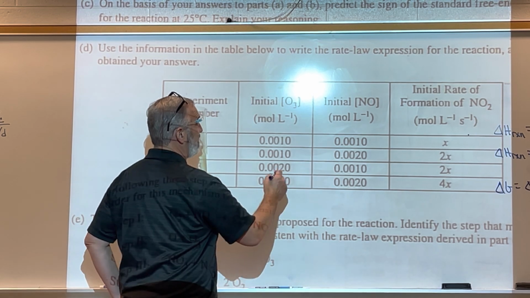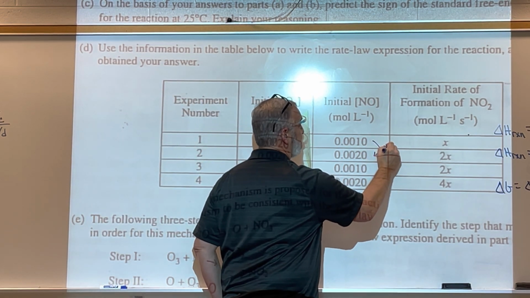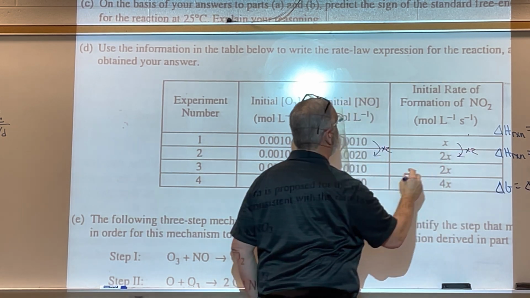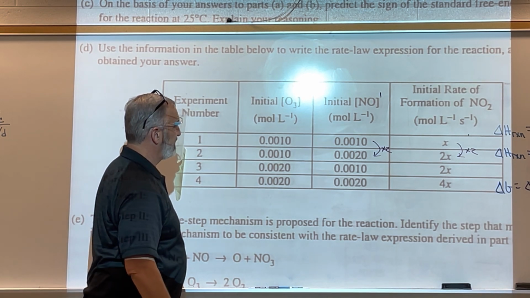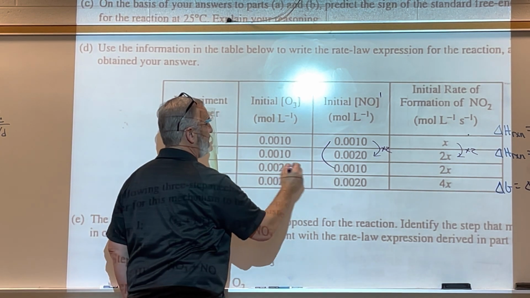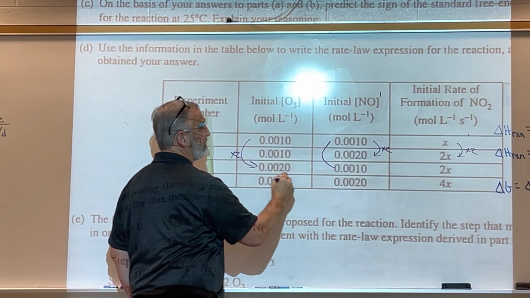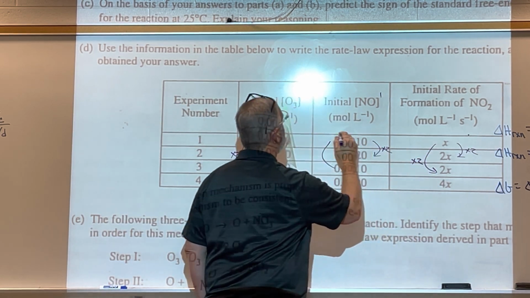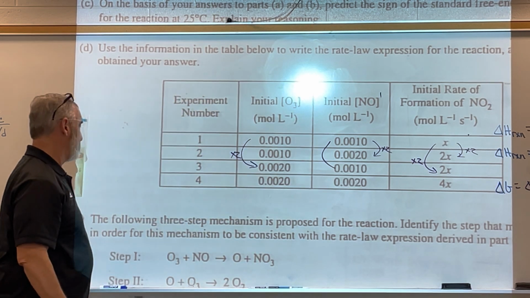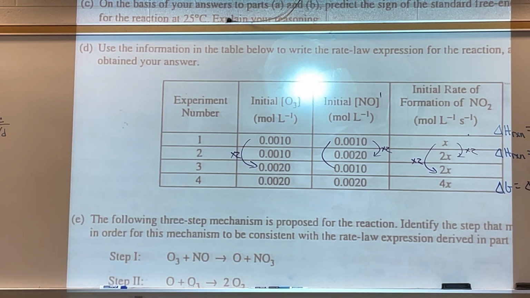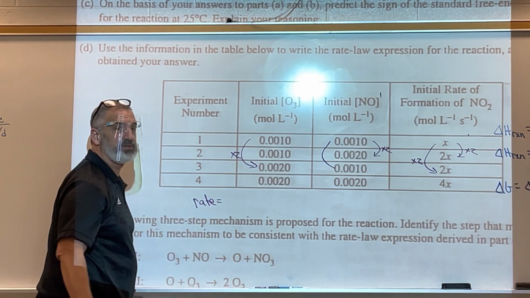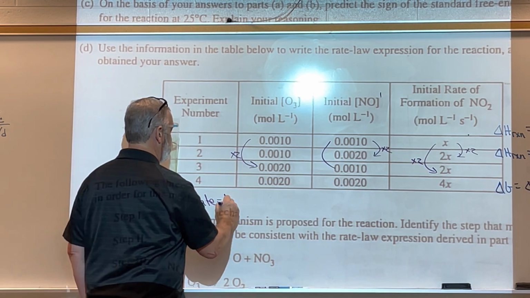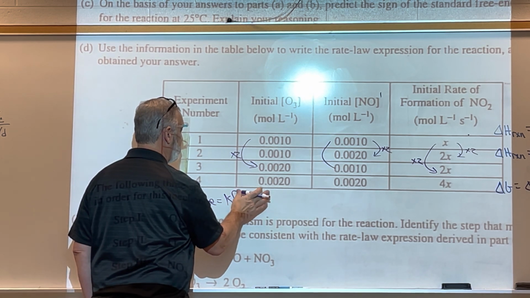So here, this is constant, this is times 2, this is times 2, therefore, this is a 1. We can keep these two, we can compare this. This is times 2, this is times 2, therefore, that's a 1. Okay? Write the rate law for the expression. So what's the rate law going to be? Rate equals k times O3. And what's the name of O3?